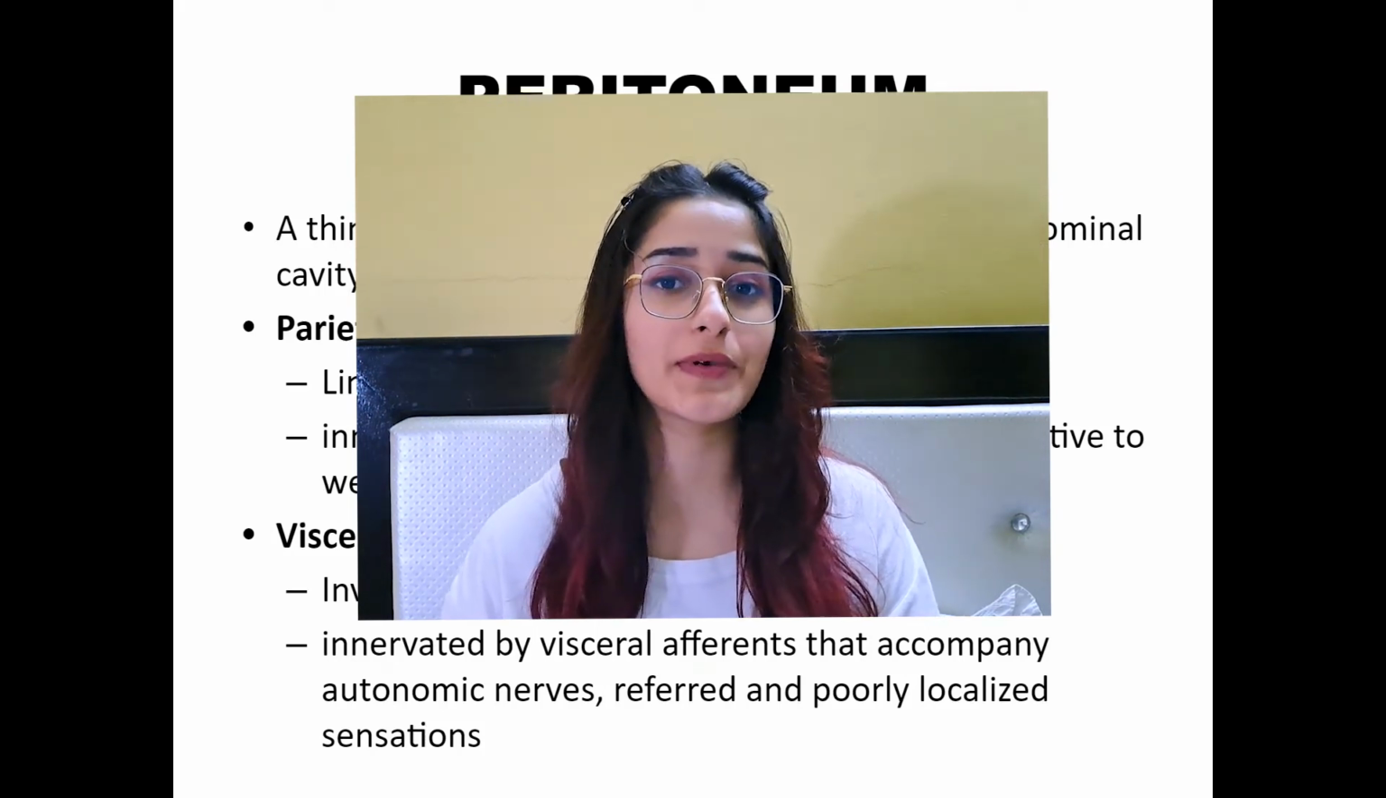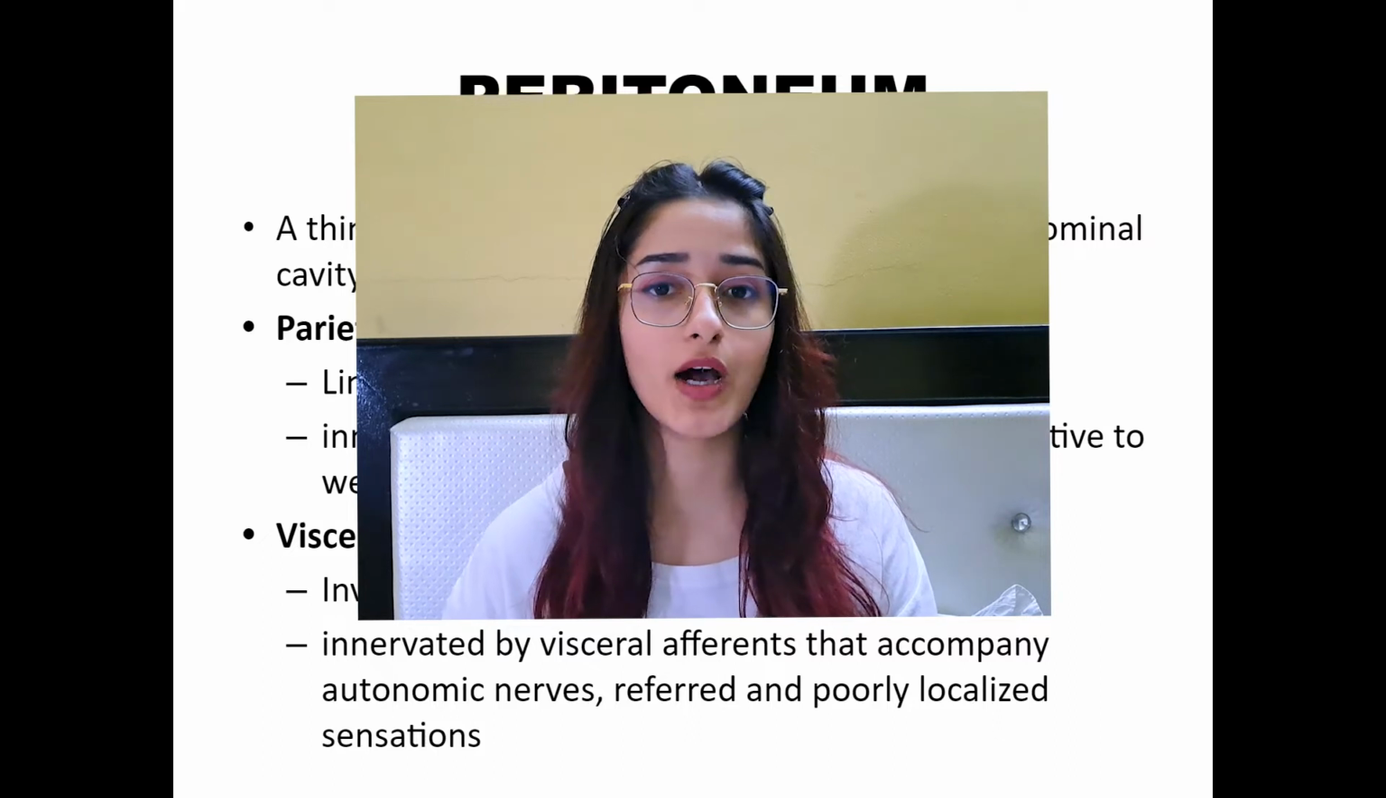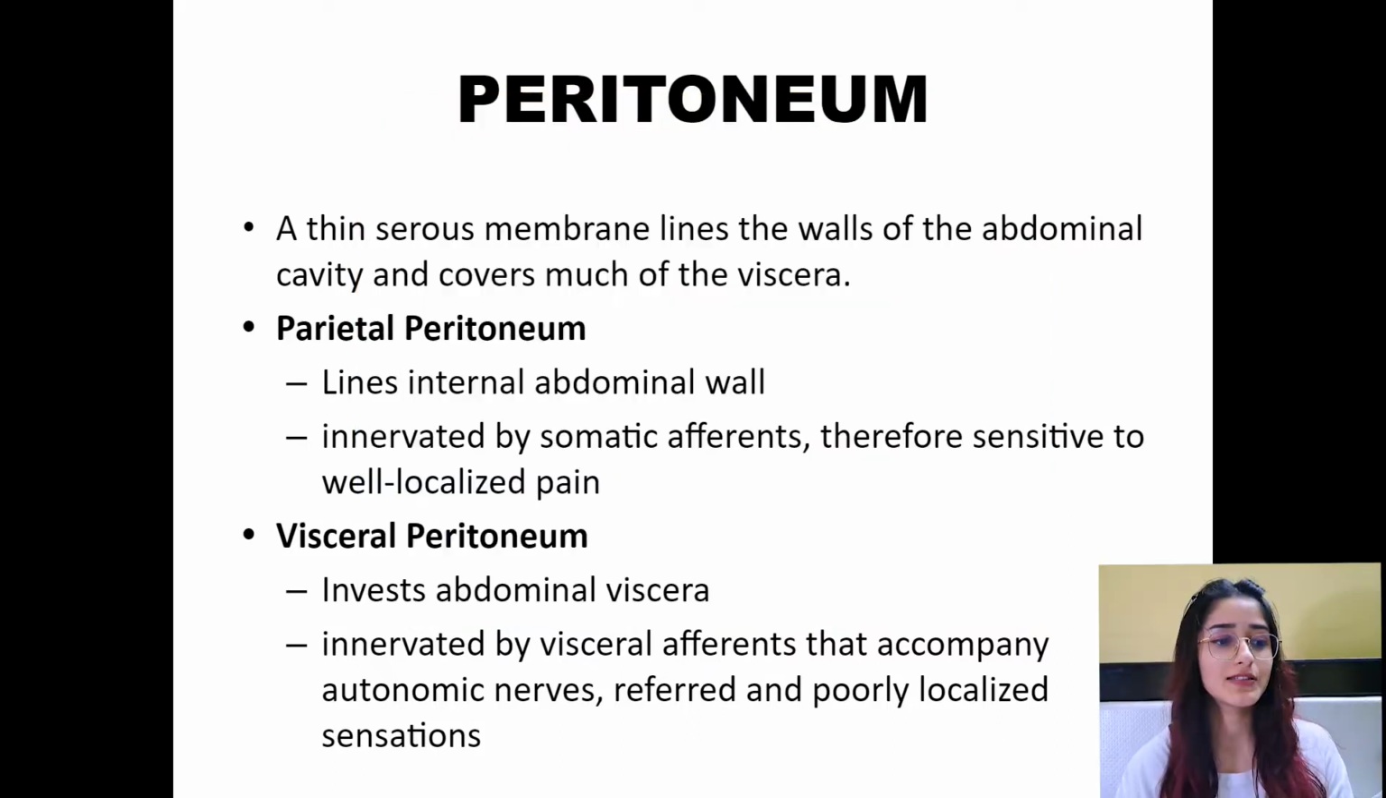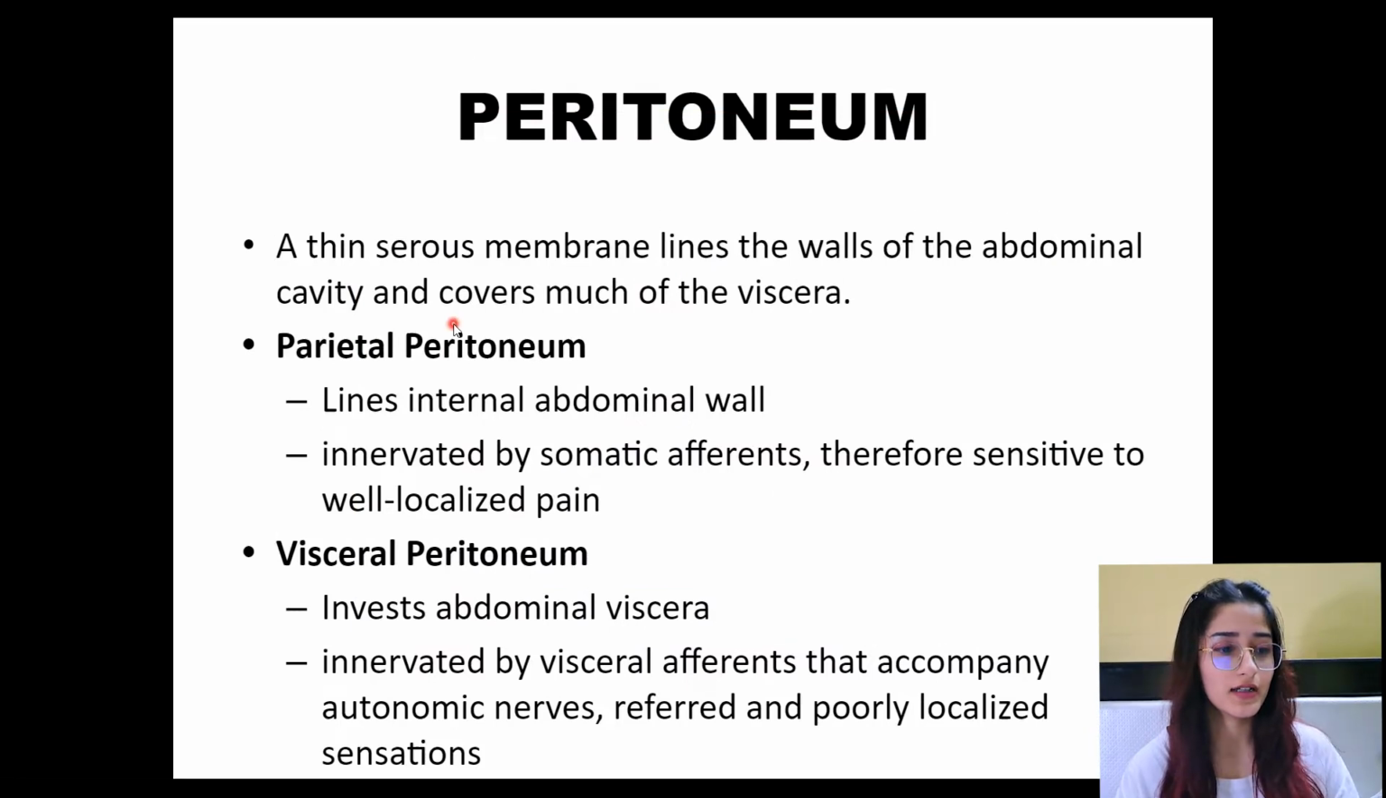Today's topic will be peritoneum, and it is the second part. Before, I have explained the greater and lesser sac. So let's start. Peritoneum is a thin serous membrane and lines the walls of the abdominal cavity and viscera. The one which lines the abdominal wall is parietal peritoneum.